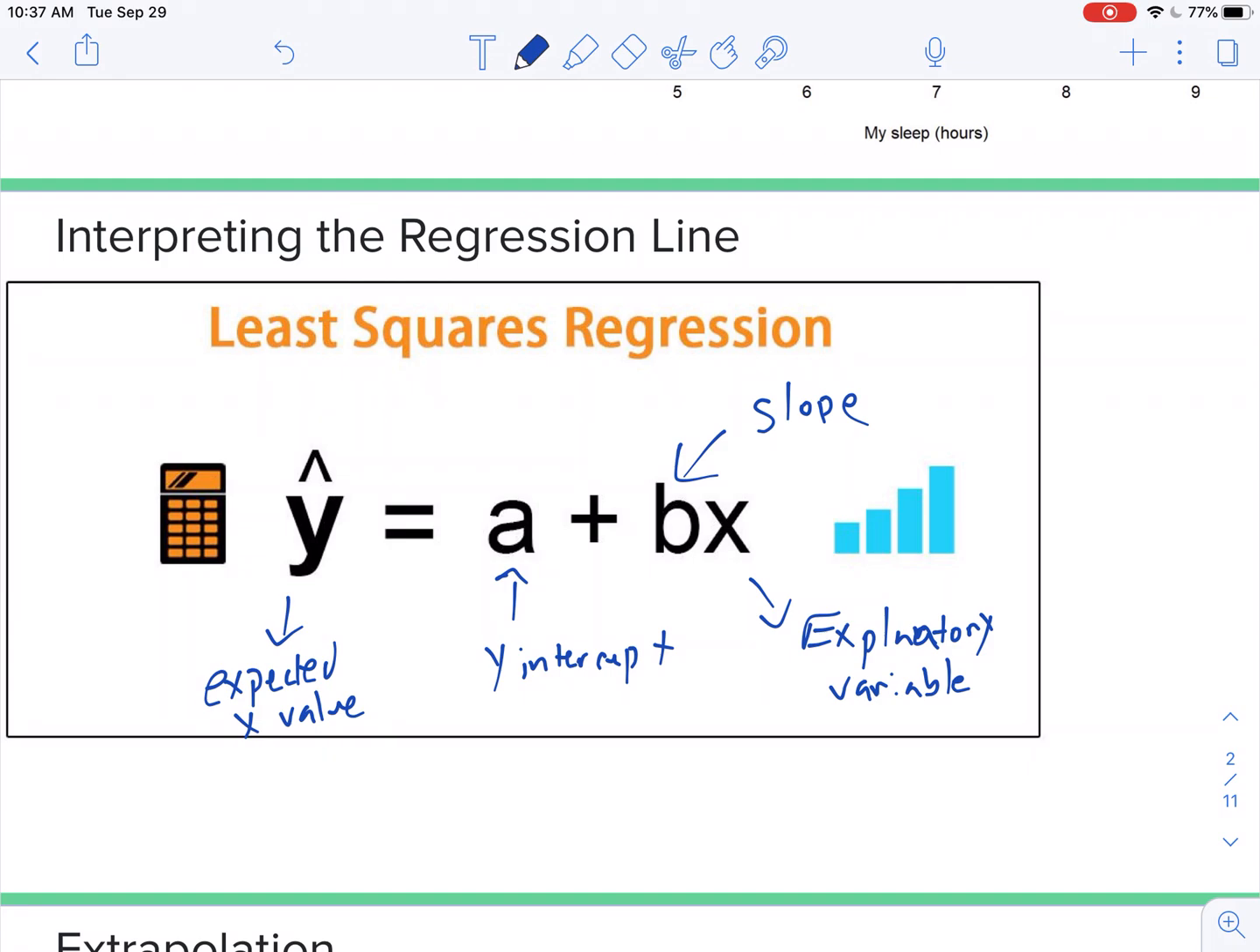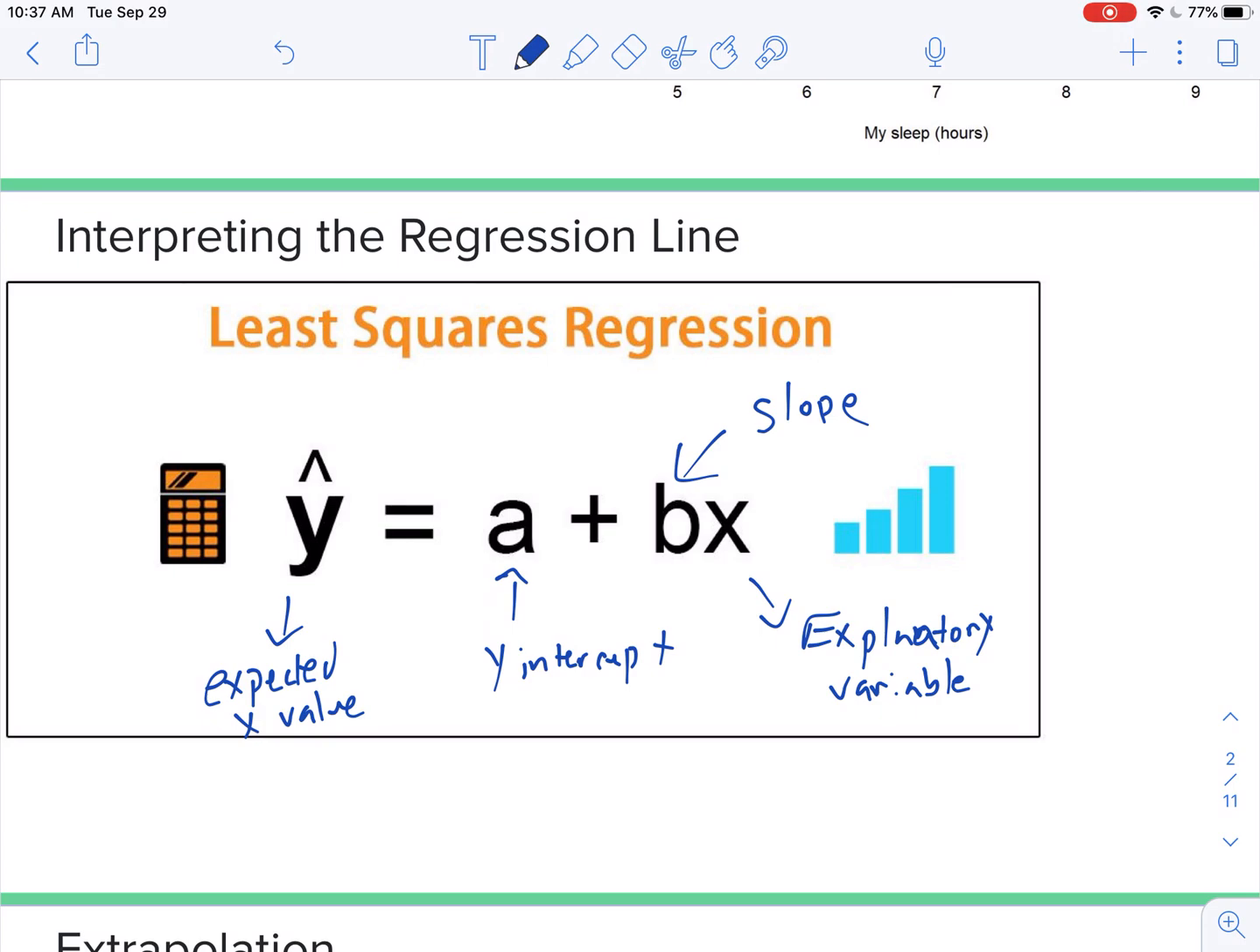Your slope, that's how much it changes. So basically for every time we change our x, how much do we expect our y to change? Your slope can be big, it can be small. Your slope has really no impact on how strong a linear relationship is. You could have a very strong linear relationship with a very small slope. You could have a very weak linear relationship with a big slope.